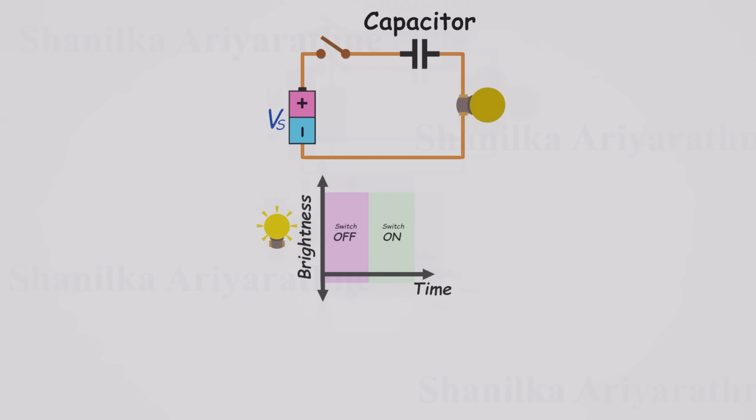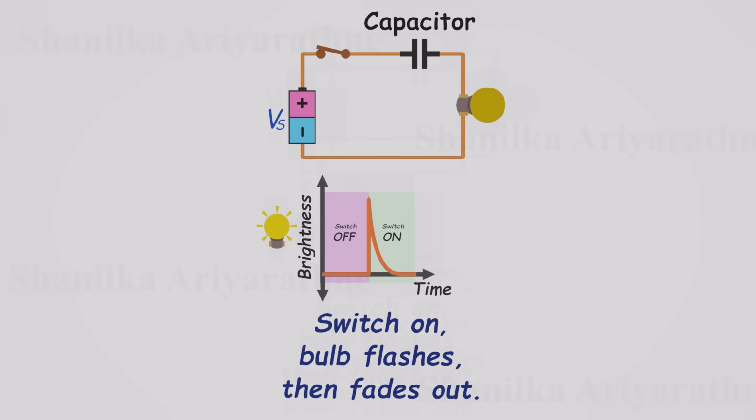Flip the switch and the light comes on right away. Now for the second circuit, the one with the capacitor. Same beginning, switch off, bulb off, brightness 0. But when we turn the switch on, something interesting happens. The bulb flashes bright for a moment, then slowly fades and goes dark. Clearly, that capacitor is changing the game.